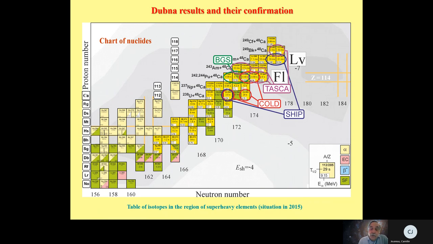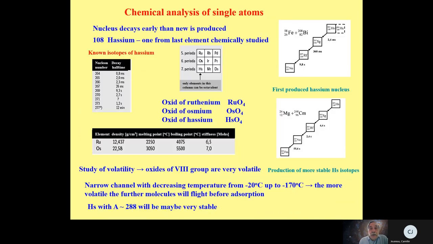What is a very interesting and very nice region of study, for which it's possible to use partly this spectroscopy of charged heavy particles, is chemistry, chemical analysis of single atoms. I told you that in this case only one nucleus is produced. And we will look at a special case.